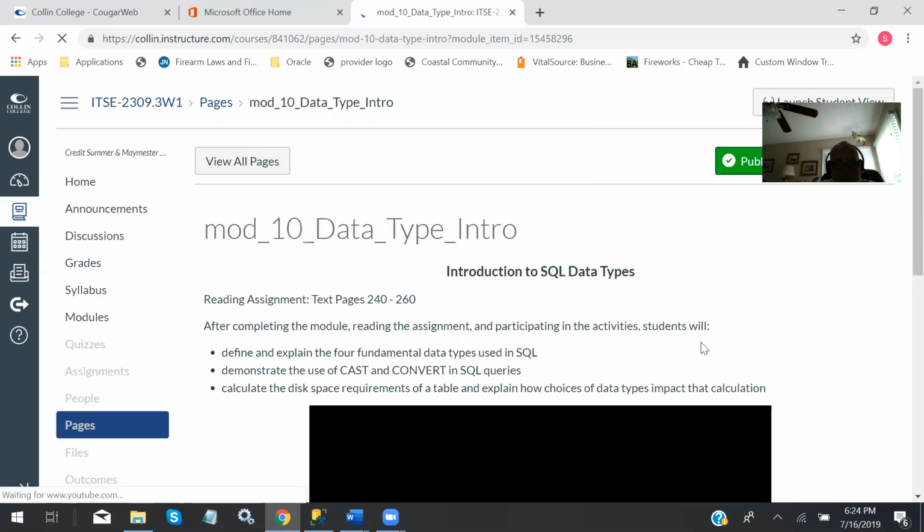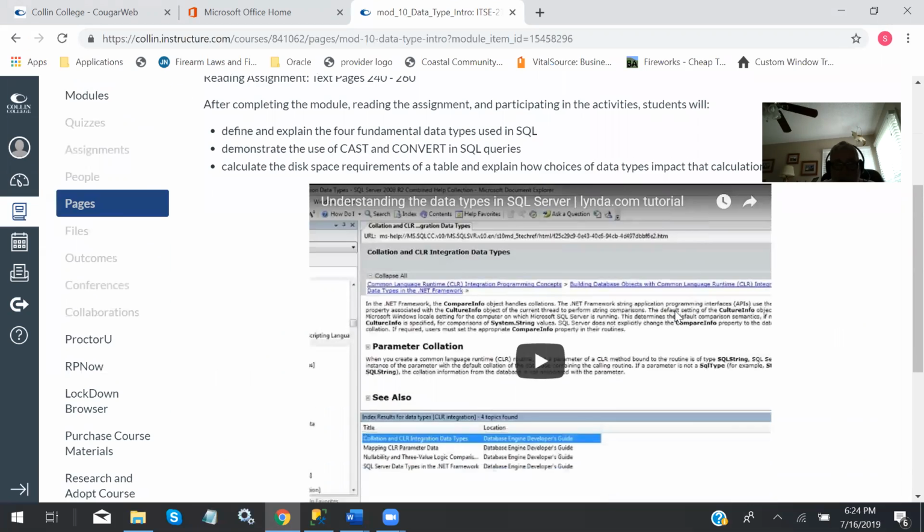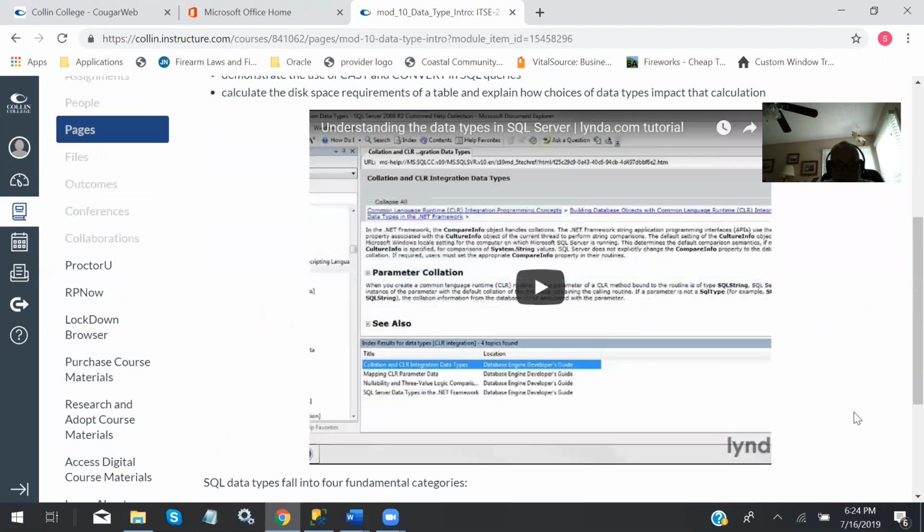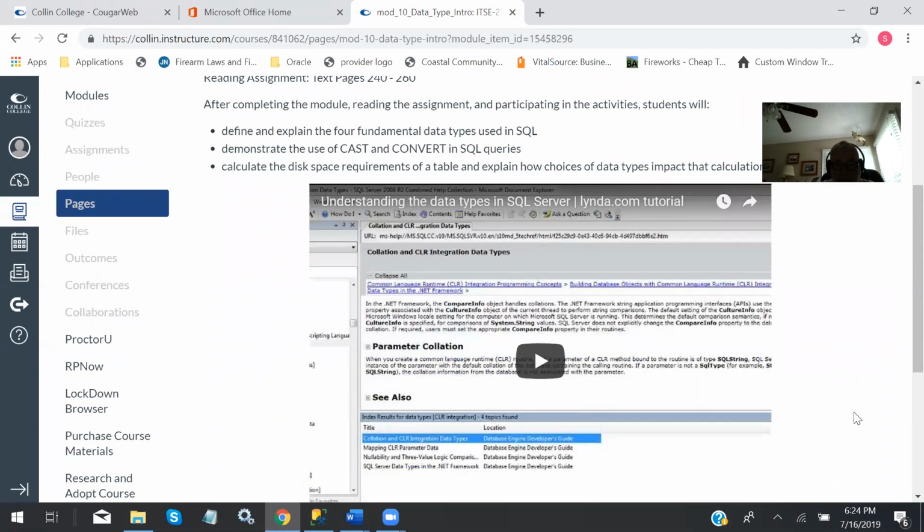Data types. Let's see. I try to find another decent video to put in there. I'm not sure I was real impressed with this one. I might try to look through this.